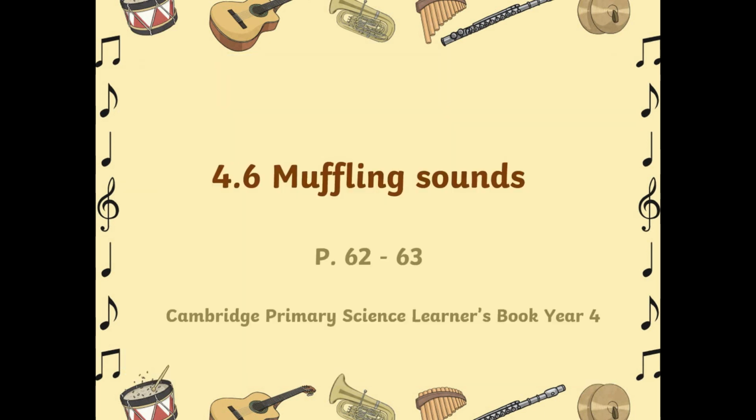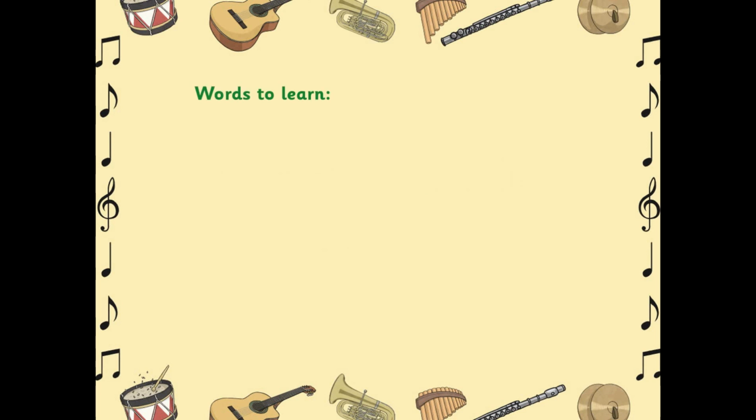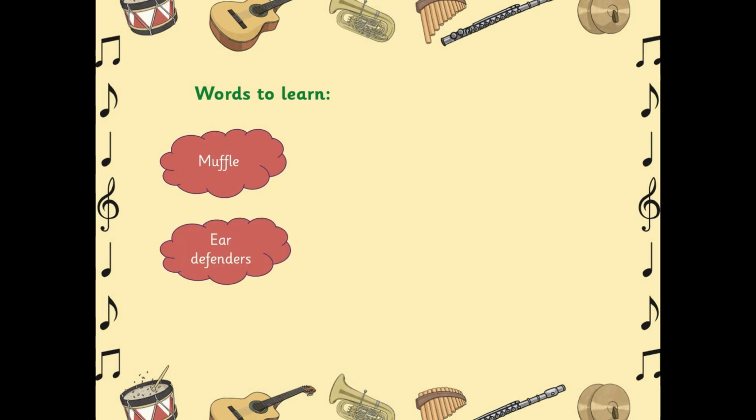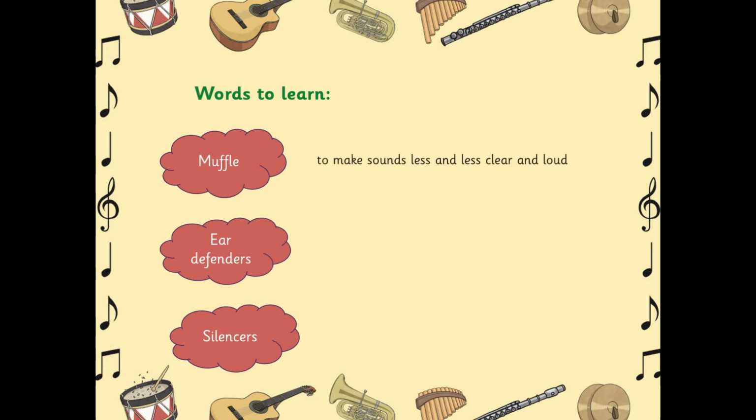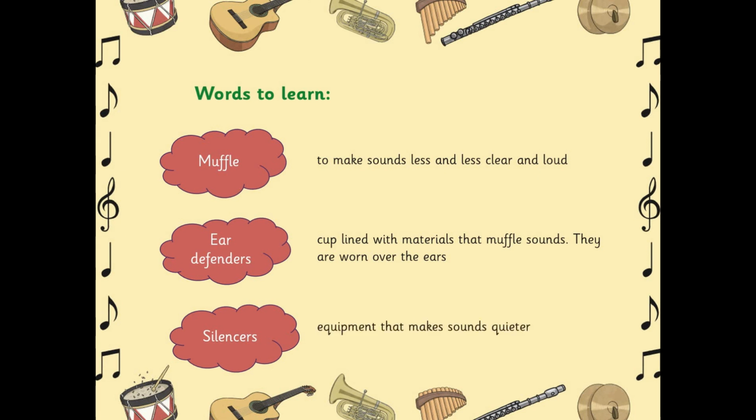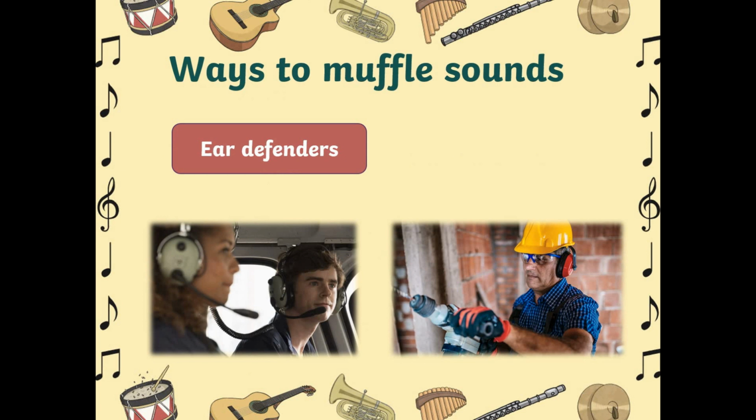Our next chapter is 4.6, muffling sounds. The pages of this chapter are from 62 to 63. The words we need to know in this chapter are muffle, ear defenders, silencers. Muffle is to make a sound less and less clear. Ear defenders are equipment with materials that muffle sound. They are worn over the ears. Silencers are equipment that make the sound quieter.